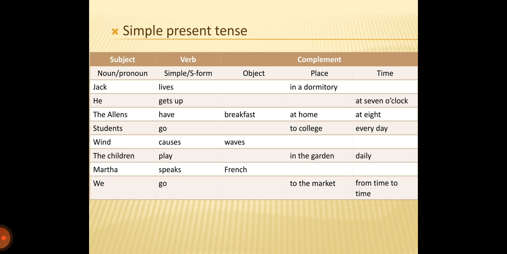The Allens have breakfast at home at 8. This sentence also expresses the habits of the Allens family. In this sentence, we have the subject, the verb, and in the complement, we have the object, time expression, and place expression as well. Also, we have sentences that express scientific facts like wind causes waves. This sentence expresses a scientific fact.